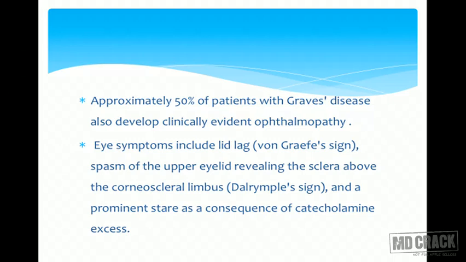The eye symptoms include lid lag, that is von Graefe's sign, and spasm of the upper eyelid revealing sclera above the corneoscleral limbus, that is called Dalrymple's sign. So these signs may be asked in exams. They have a prominent stare as a consequence of catecholamine excess.